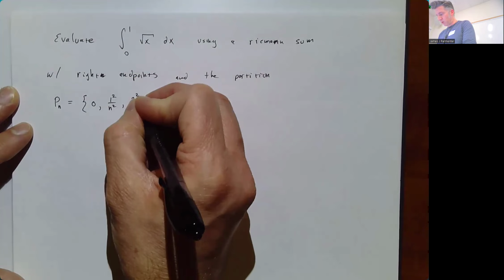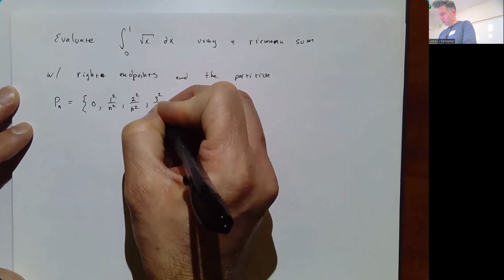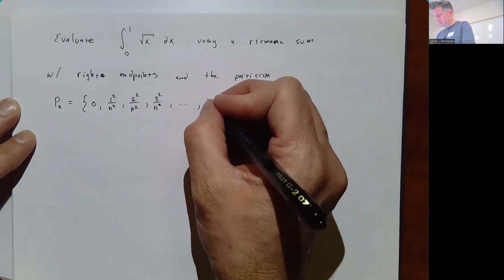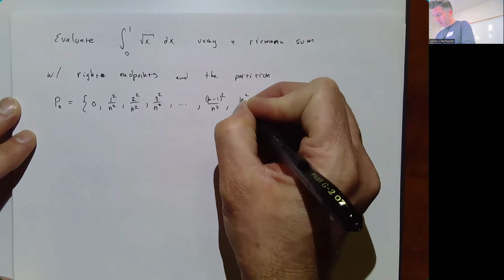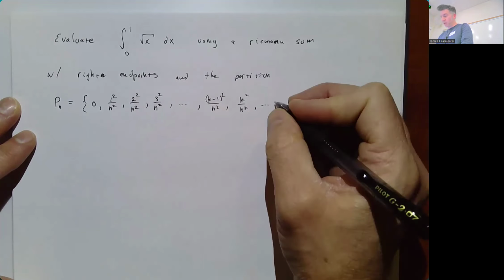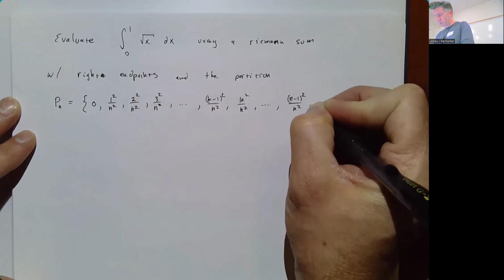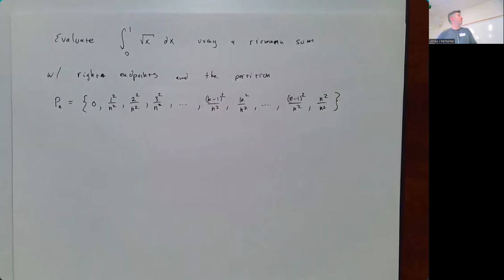The next endpoint is 2 squared over n squared. The next is 3 squared over n squared. Hopefully you can see where the pattern is going here, all the way to, I'm going to try to use k this time, k minus 1 squared over n squared, k squared over n squared, all the way to the very end: n minus 1 squared over n squared, and the very last one is 1, which is n squared over n squared. So we're breaking up our interval from 0 to 1 into n subintervals, but they're not equal width.